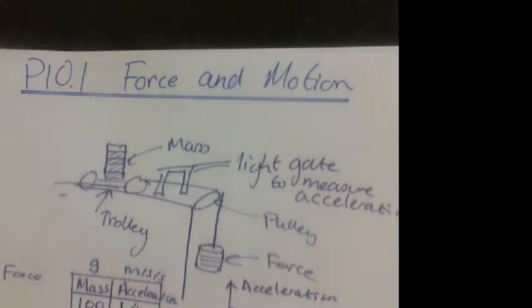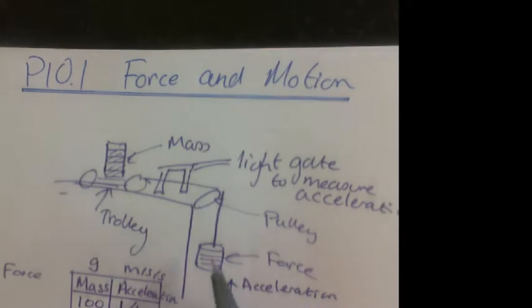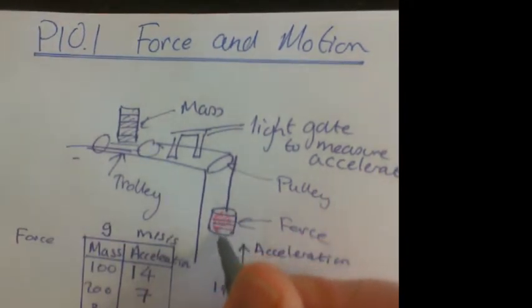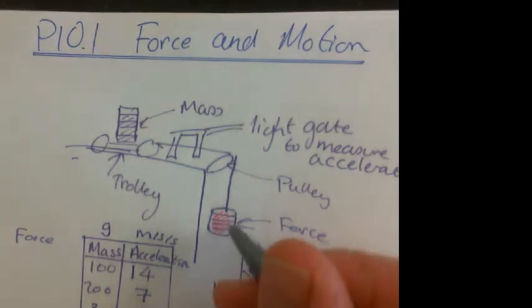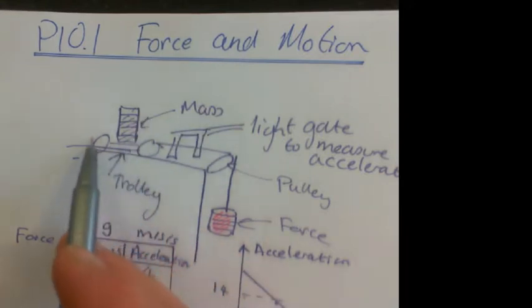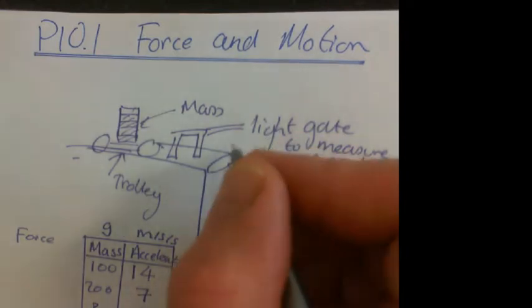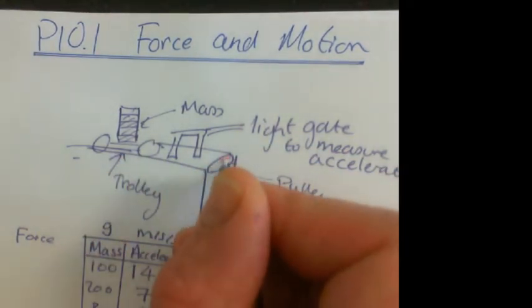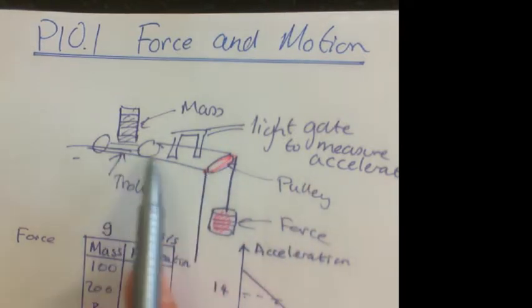If you look at this diagram here, it shows a simple experiment that we do to show how force and acceleration are linked. We provide a constant force going downwards, provided by these masses and gravity. We put some masses on top of a trolley and measure the acceleration using a light gate. We have a pulley on the end of this piece of string, and the job of that pulley is just to reduce the friction in the system.